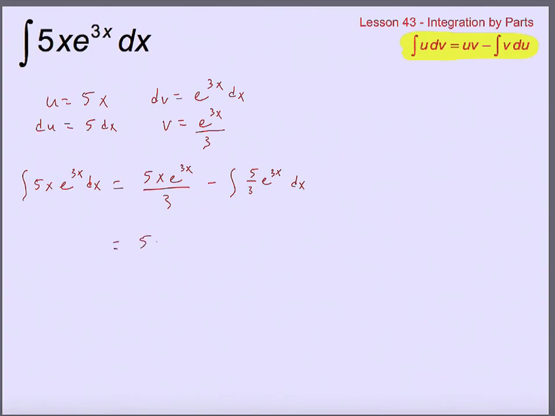So we can write this as 5x e to the 3x over 3 minus the antiderivative of 5/3 e to the 3x, which is 5/3 e to the 3x, again over 3 because of the simple chain rule. So I'm going to write that as 5/9 e to the 3x plus c. And that's my final answer.